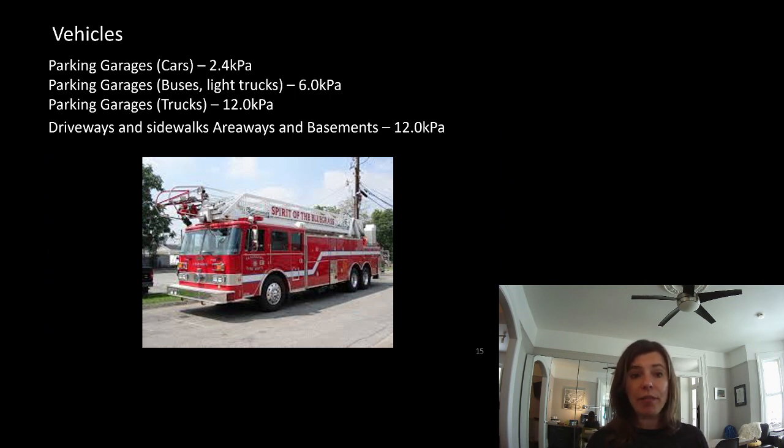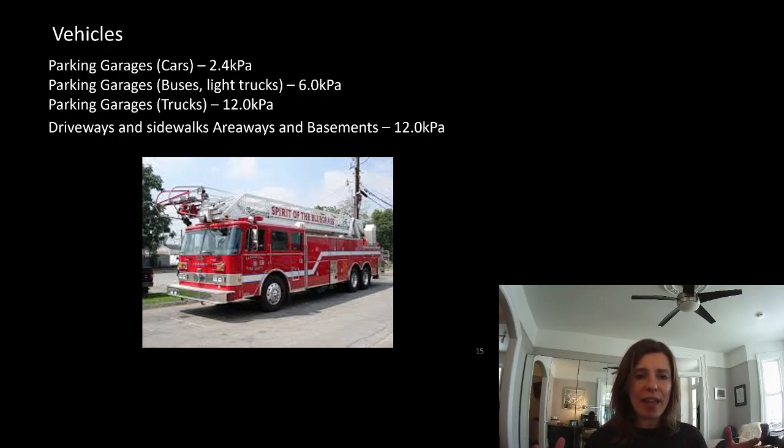Vehicles are a live load. And this one is really interesting because it can impact other parts of our design as well. Parking garages, cars are 2.4 kPa. And you're thinking, what the straight up F, Shannon? Live loads for people in an assembly are 4.8 kPa, but a parking garage with cars is only 2.4 kPa. Cars are crazy heavy. And that is true.